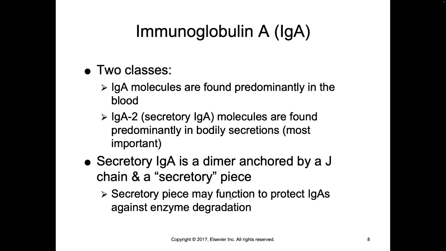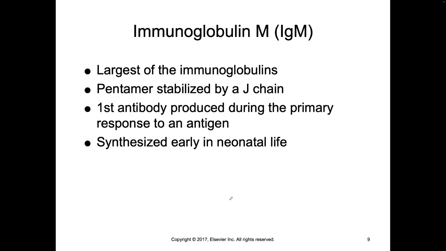IgA2 are found predominantly in bodily secretions, okay, which is its most important role. Secretory IgA is anchored by a J chain, as we saw in the previous slide, and the secretory piece may function to protect IgAs against enzyme breakdown, okay, but it does not bind complement, all right.